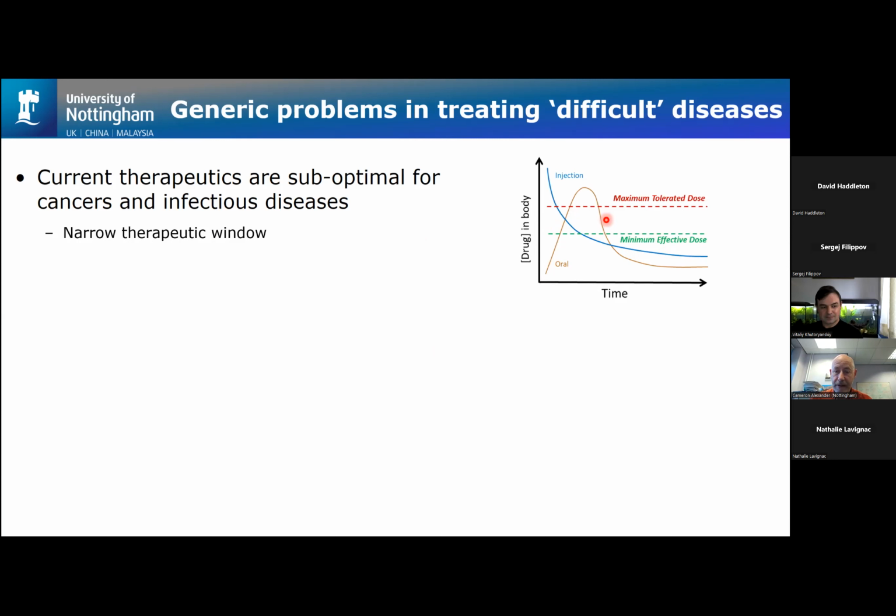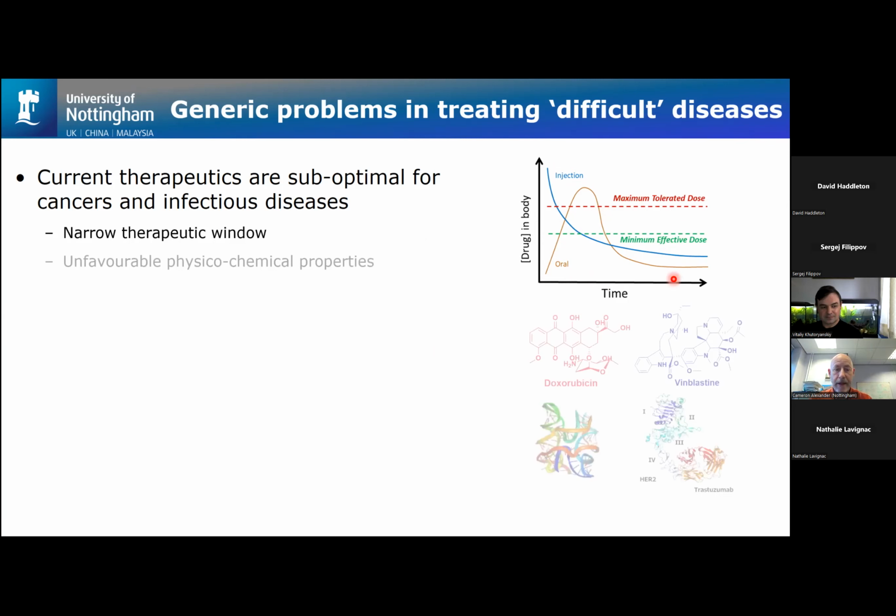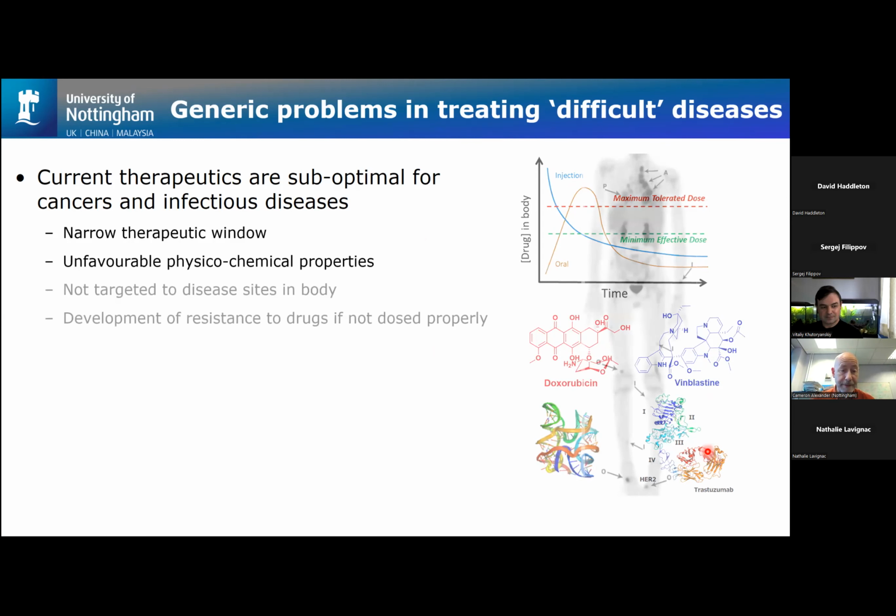We don't always maintain the drug concentration within this key threshold, which is above the minimum effective dose and below the maximum tolerated dose. So many cancer drugs in particular have this very narrow window, and with oral delivery you have the danger of going above that. Sometimes with an injection, it can fall away too quickly. There are also very unfavorable chemical properties. So here again, some anti-cancer drugs, but also things like RNA and proteins are difficult in terms of druggability.